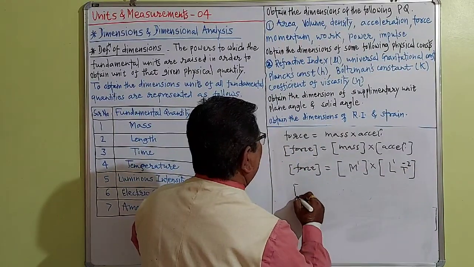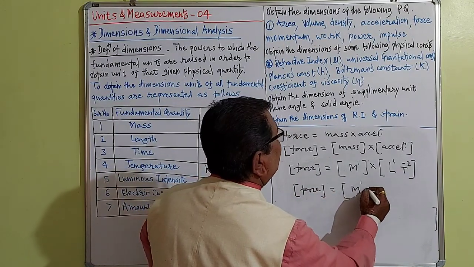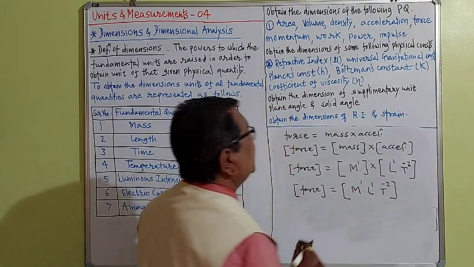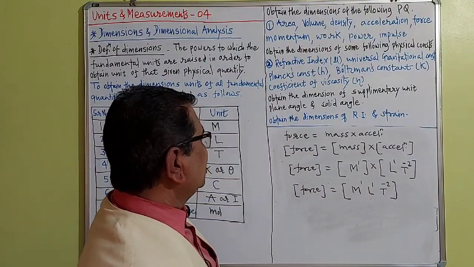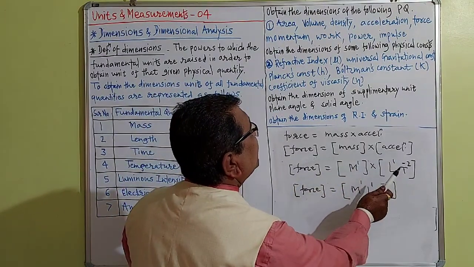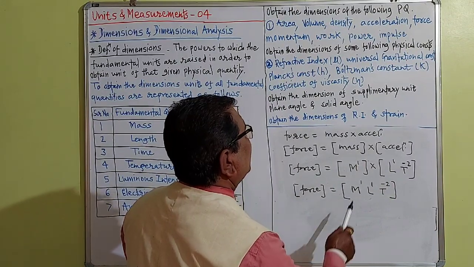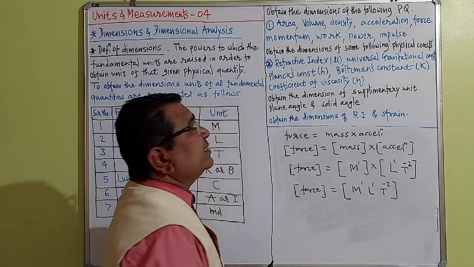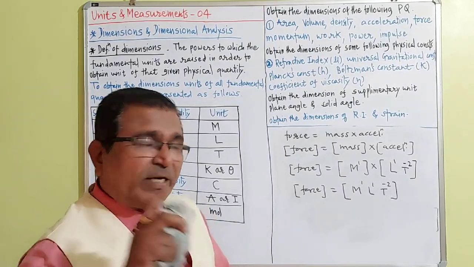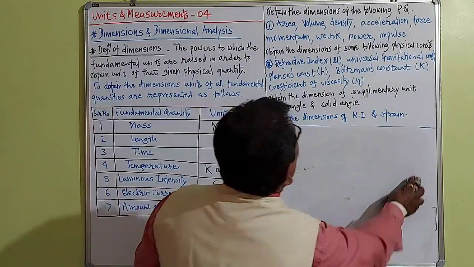So you will get what? Dimension of force is equal to M1 L1 T minus 2. Dimension of mass, M1. Dimension of acceleration, L1 T minus 2, meter per second square. So M1 L1 T minus 2. That is the dimension of force. Take a screenshot. Pause the video and take a screenshot. Okay. The next one. Momentum.